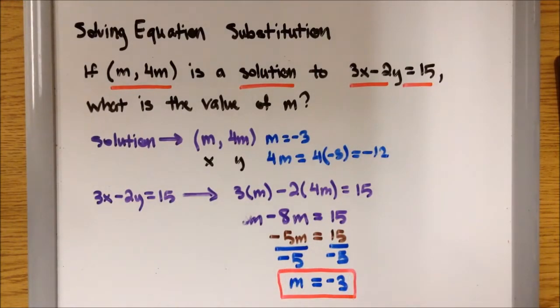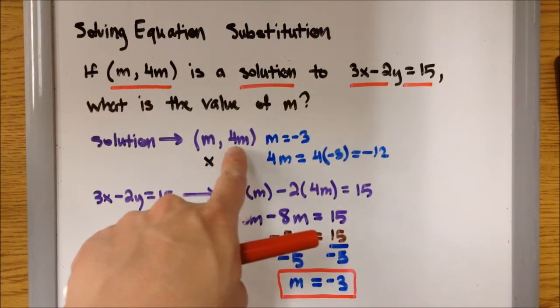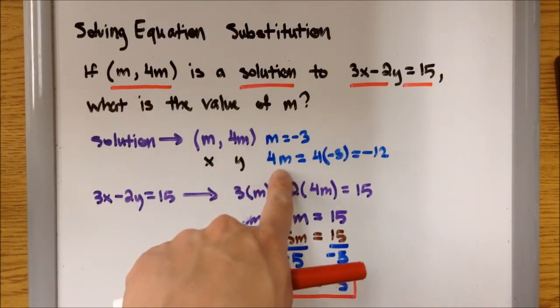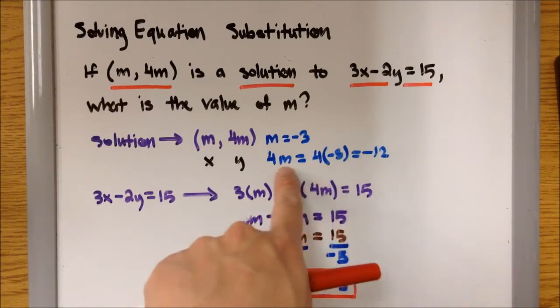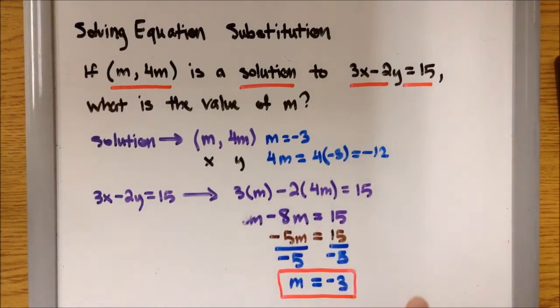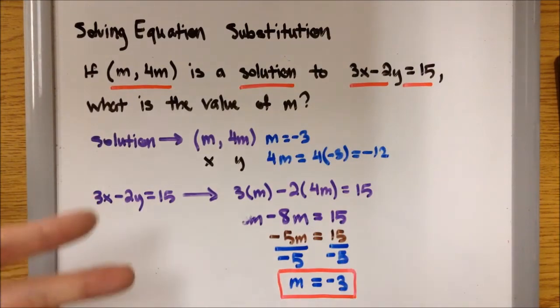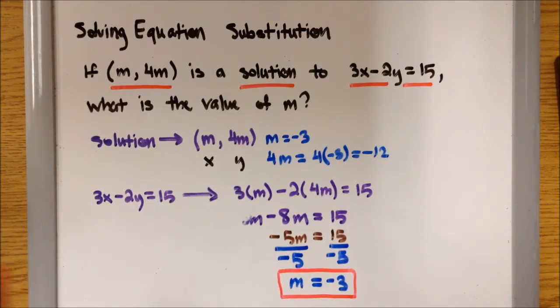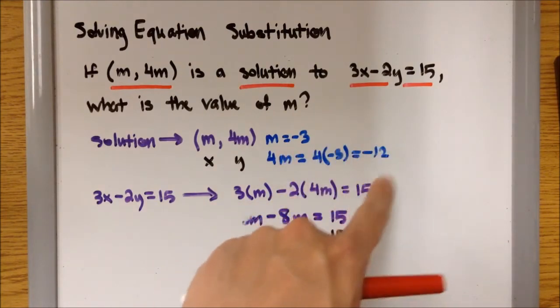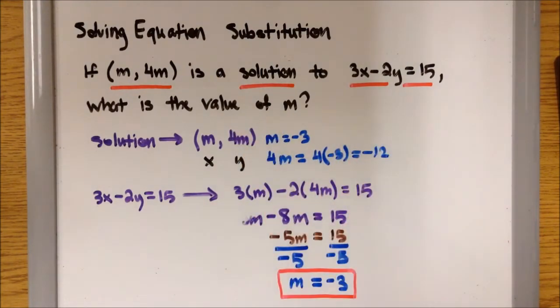So this is our final answer. But again, if the question were to ask you what is the value of the solution, what is the value of the point, all you have to do is plug in the value of m, which is negative 3. If I'm looking for the y value, in this case 4m, that equals 4 times negative 3, because that's the value of m, which is negative 12. So the value of the point, the value of the solution, would be negative 3 comma negative 12 in parentheses. So that's how you would do it.